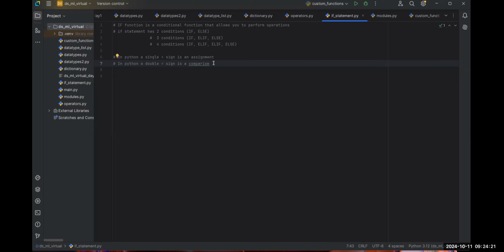So when you are now seeing equal to now, it is no more assignment. You are now comparing two things. Okay? You are now comparing two things together. That is for equal.